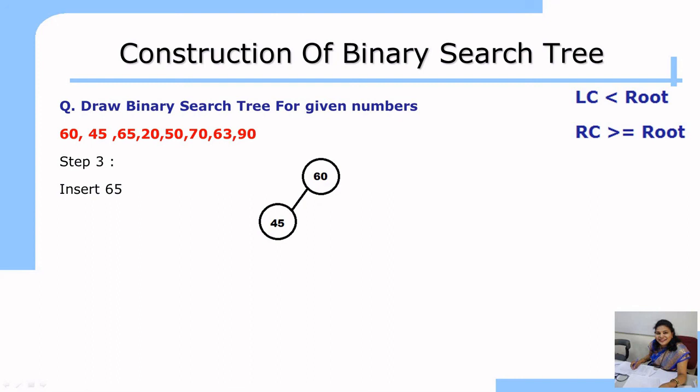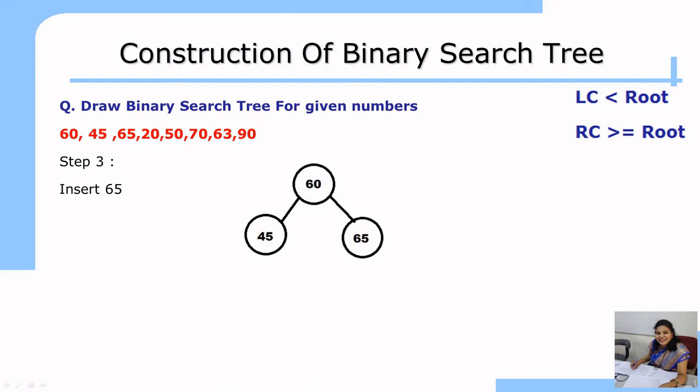Next is step 3, insert 65. You again start by comparing the value to be inserted with the root node. So compare 65 with 60. Is it greater or smaller? If it is smaller, then go to the left side. If it is greater, then go to the right side. So 65 is greater than 60. So 65 will be the right child of 60.